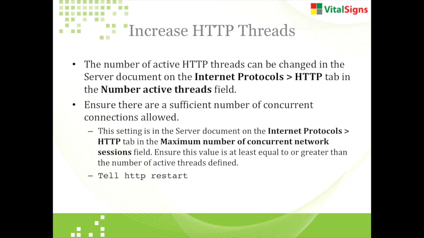So if you find that you do not have sufficient HTTP threads, you have to go into the Domino name and address book, go into the server document, find the Internet Protocols HTTP tab, and find the number of active threads field. Another place you have to look is making sure that you have a sufficient number of concurrent connections, and that is also in the server document, Internet Protocols HTTP tab, the maximum number of concurrent network sessions. Now, if you do change those values, you're going to need to restart HTTP, which you can do at the Domino console. The command is tell HTTP restart.